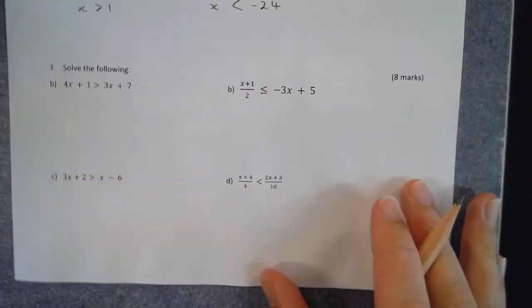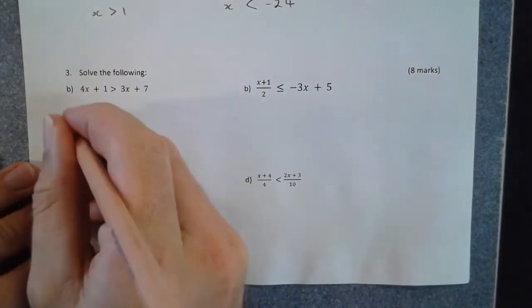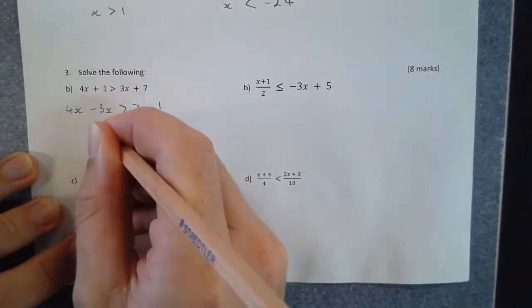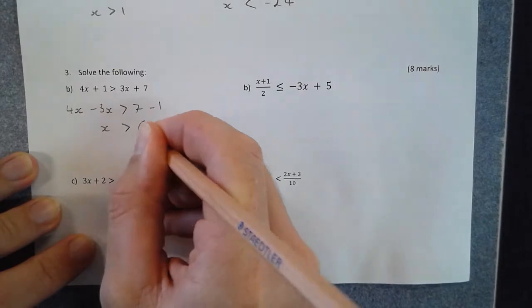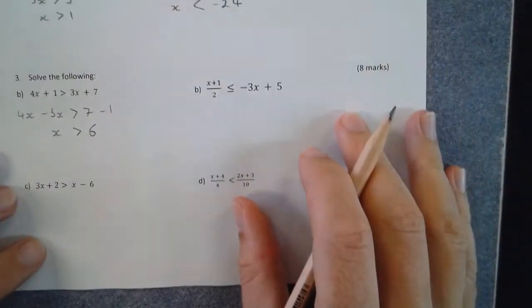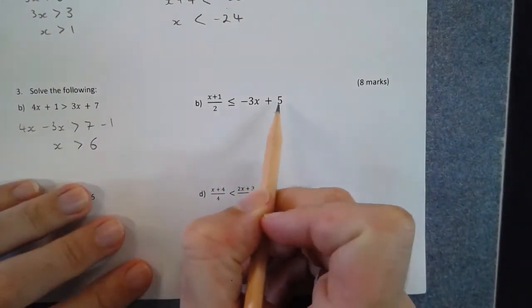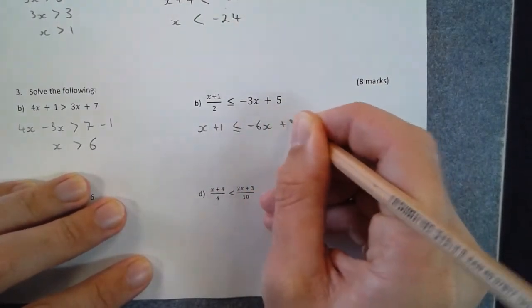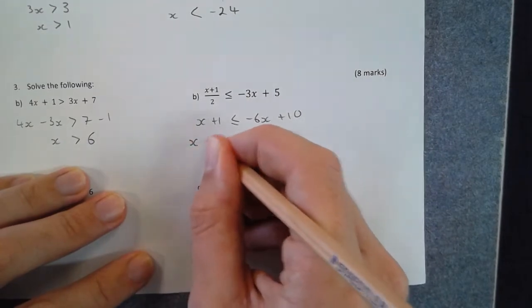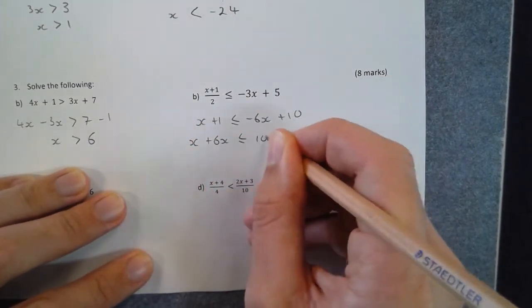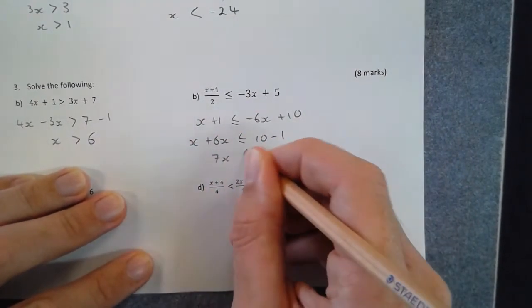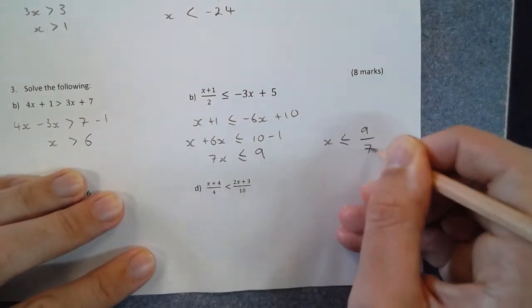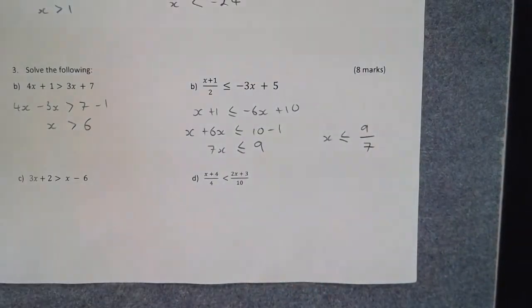When we've got these ones, obviously we want our variables on one side, so we get 4x minus the 3x must be bigger than 7 minus the 1, therefore x must be bigger than 6. For this one here, I'm going to multiply this side by 2 to get x plus 1 is less than or equal to minus 6x plus 10, and move the minus 6x and take away the 1. 7x is less than or equal to 9, divide by 7, x must be less than or equal to 9 over 7.